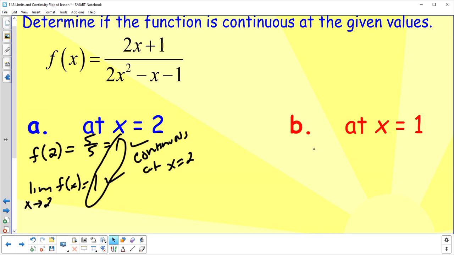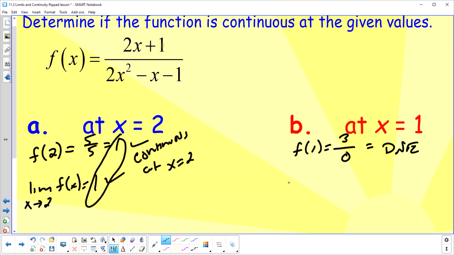If we looked at x equals 1, well, first of all, we can plug in 1, and if we plug in 1, we're going to end up with 3 over 0. And since we cannot divide by 0, we would say that this does not exist, and since we can't do f of 1, since it does not exist, we would say that we are discontinuous at x equals 1. Okay, there's no point to even check the limit because we already know we're discontinuous at 1 because the value isn't actually in the domain of f of x.